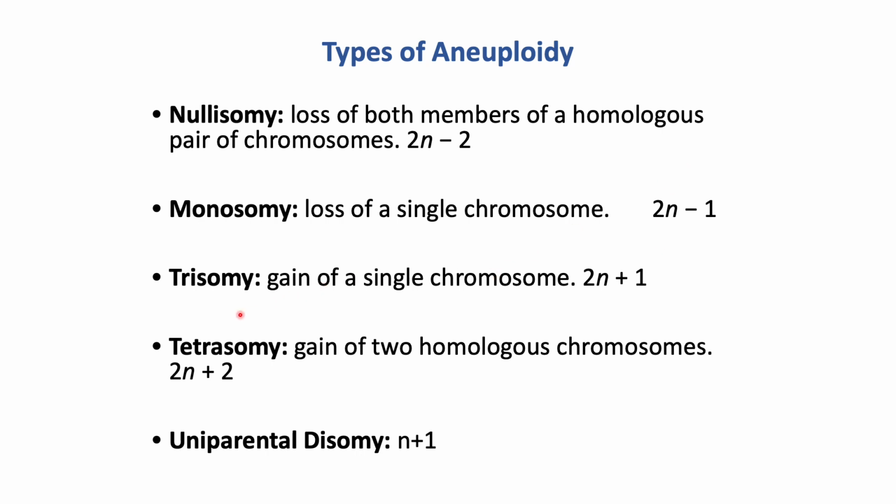And then we have trisomy, which is the gain of a single chromosome. So let's say we have an extra copy of chromosome 1. So in total, we have 3 copies of chromosome 1 instead of 2. So it's denoted by 2n plus 1. And then in case of tetrasomy, which is the gain of 2 homologous chromosomes, it's denoted as 2n plus 2. So we have an extra pair of copies. So in this case, we have 2 more extra chromosome 1, so in total, we have 4 chromosome 1. So these are the types of aneuploidy.